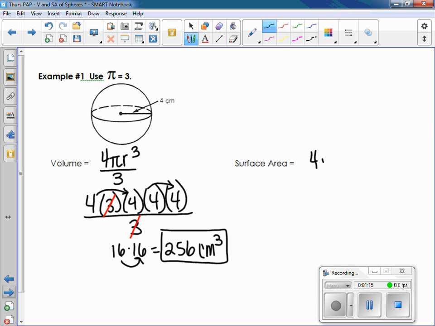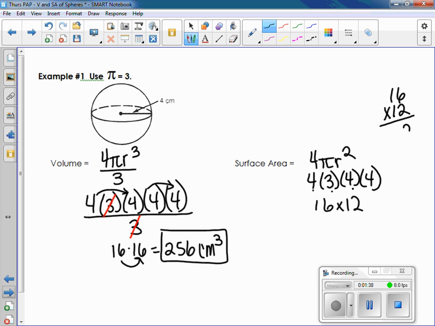For the surface area, it's 4 pi r squared. Let me double check that. I always forget this one. All right, 4 pi r squared. So 4 times 3. Now this one's only squared, so it's going to be 4 times 4. So 4 times 4 is 16. 3 times 4 is 12. Please remember that this can be done in any order. That's why I'm doing it this way. 12 times 16 is going to be 192. And that is centimeters squared because we're talking about surface area.